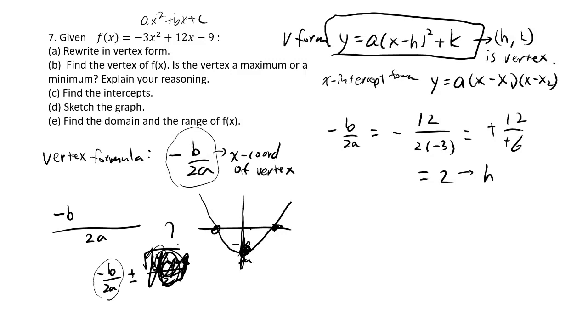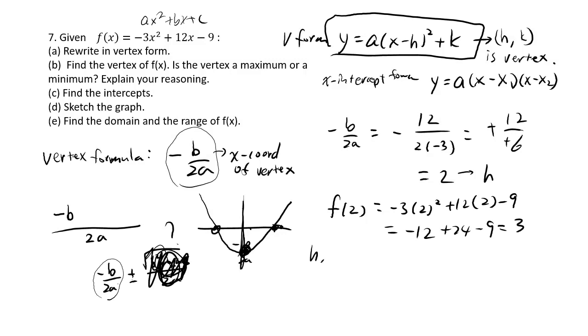Once you get that h value 2, now we're going to plug that into the function, f of 2. That's negative 3 times 2 squared plus 12 times 2 minus 9. And that's 4 times 3, negative 12, plus 24 minus 9, which will be positive 3. So we know that (h, k) is (2, 3). And therefore the vertex form will be: a is negative 3, same as before. x minus h, so it's (x minus 2) squared, and then plus k, k is 3. That's the answer to part A.